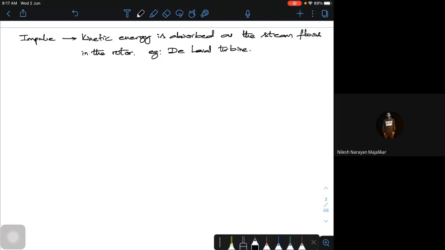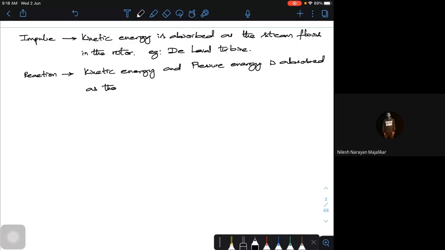The second one is the reaction turbine, where both the kinetic energy, partly, and what we call the pressure energy or pressure head, are absorbed as the steam flows through the rotor. So this is how things happen.